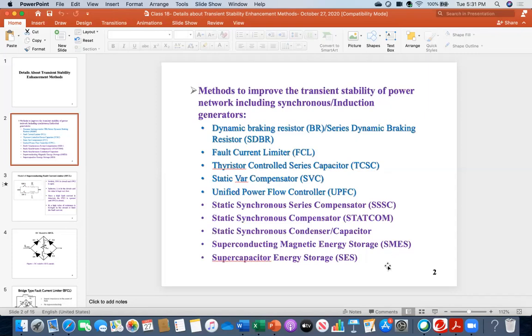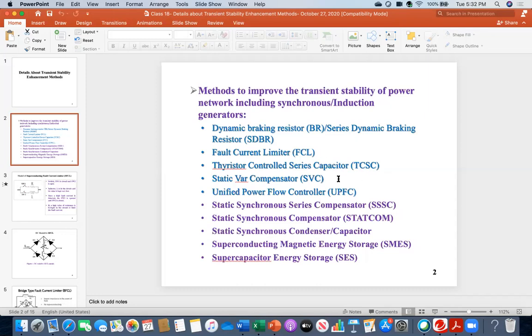Here in this slide, you see I have mentioned several methods, at least 10 or 11. Those are mostly used to maintain the transient stability of a large power network. For example, the first one we discussed, dynamic braking resistor or series dynamic resistor. And then there is fault current limiter. Maybe you remember I mentioned this once before, so today I will be discussing the fault current limiter.